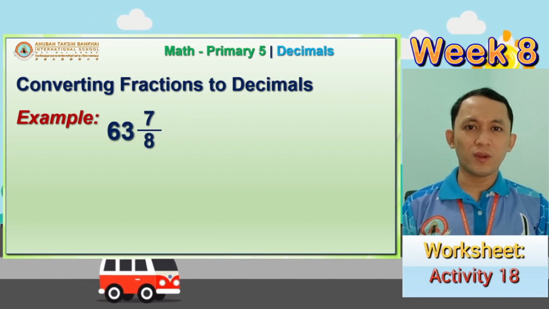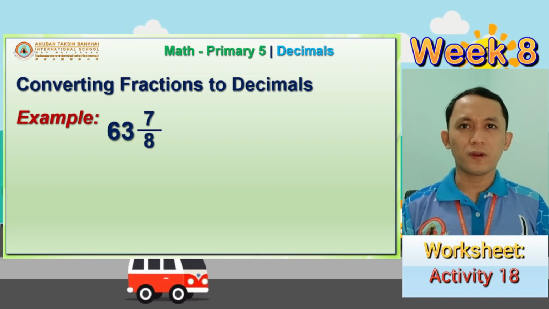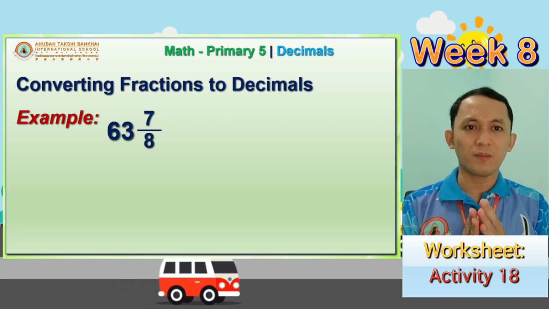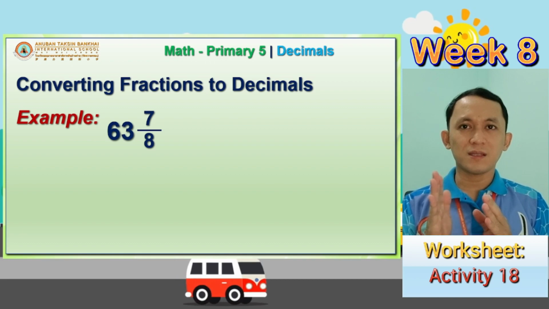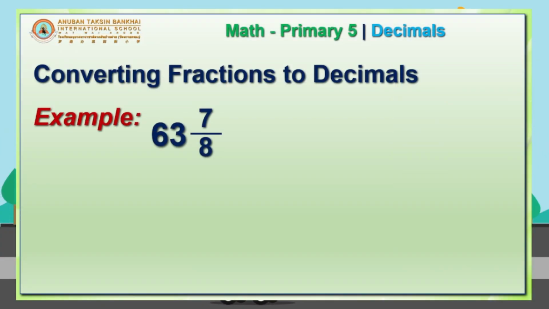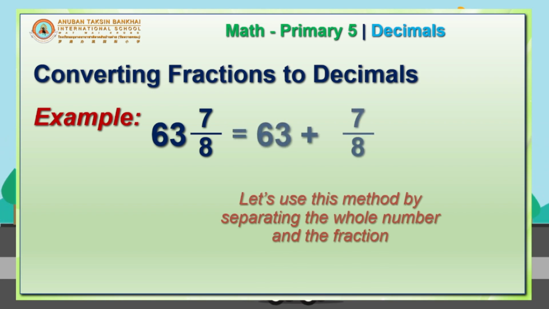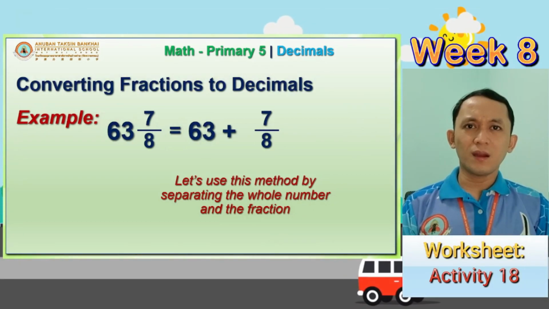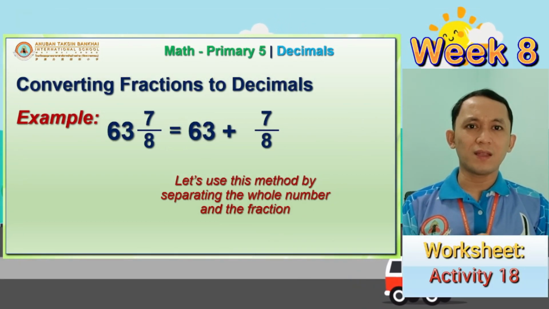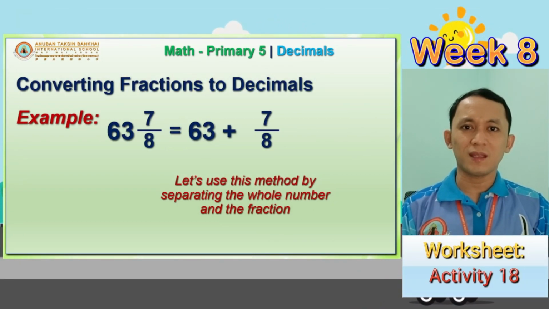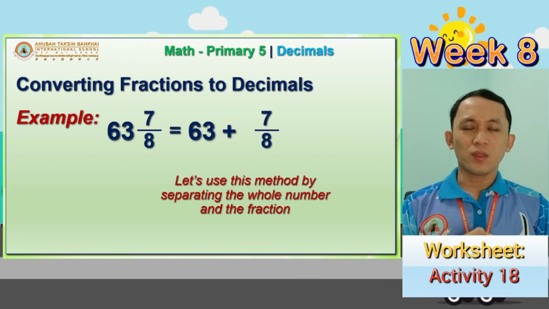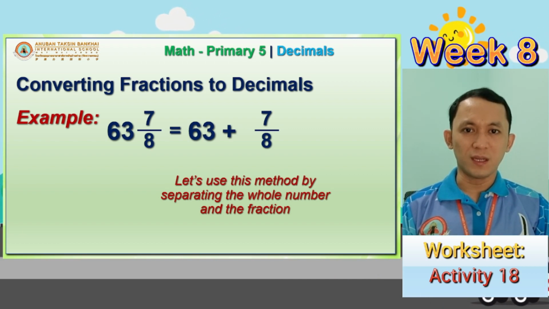We have 63 and 7 over 8. Again, we have a mixed number. 63 is our whole number. 7 over 8 is our fraction. So let's separate this one. 63 plus 7 over 8. And we are going to change our denominator. Here in this example, we cannot change it to 10. We cannot change it to 100. So therefore, we can change it to 1000.